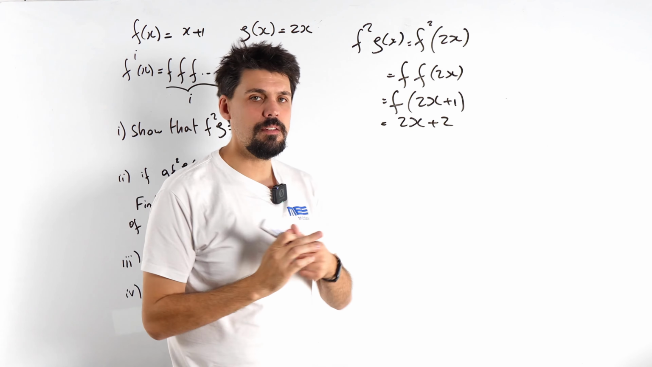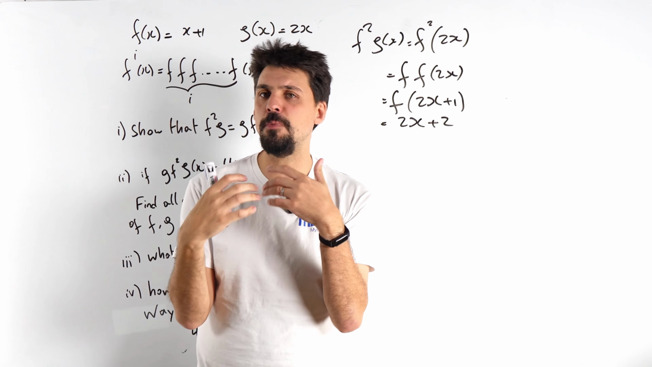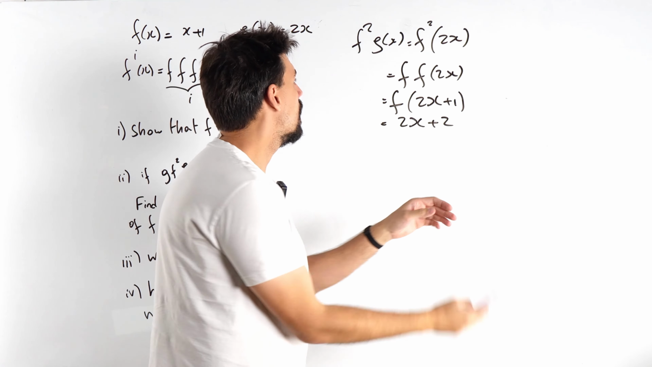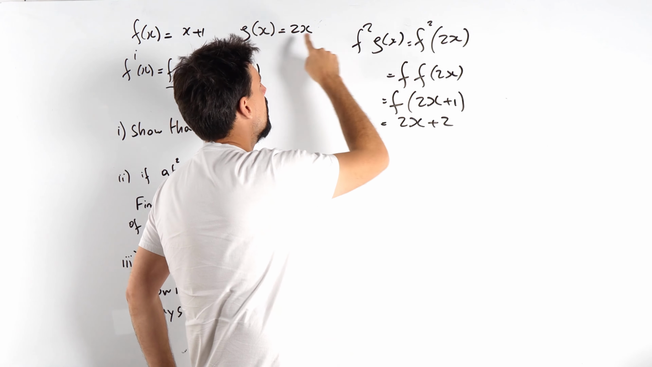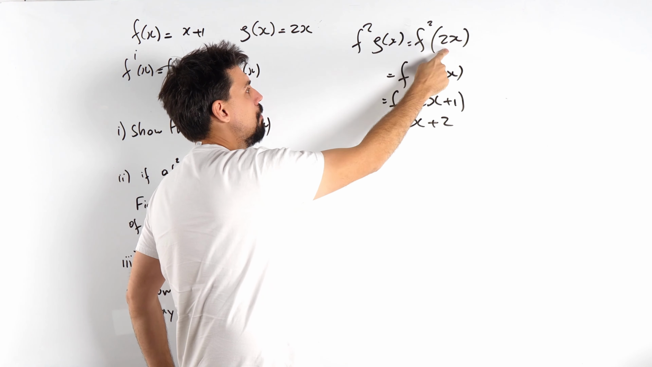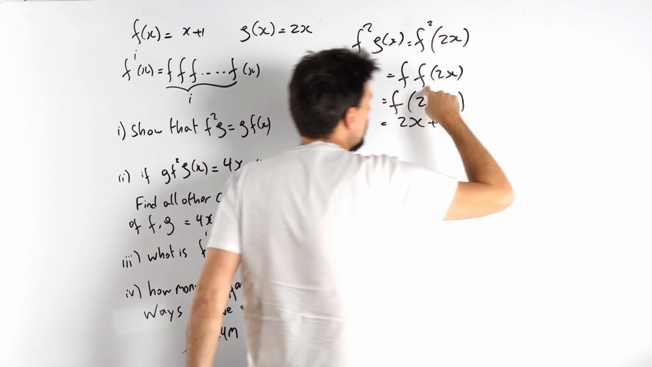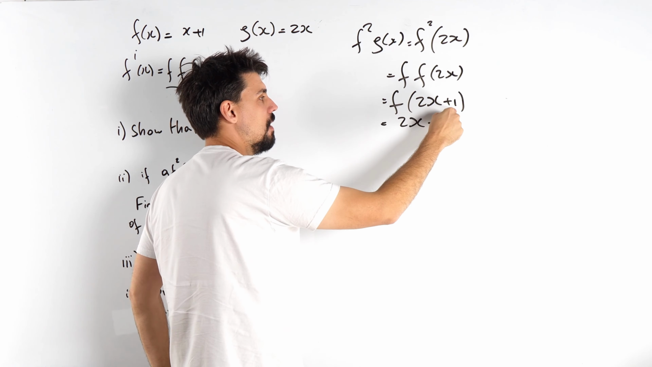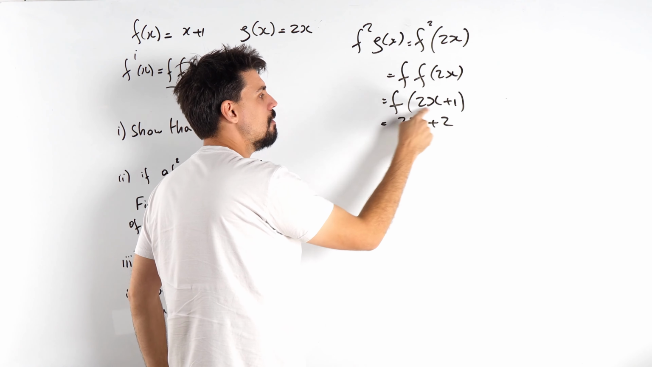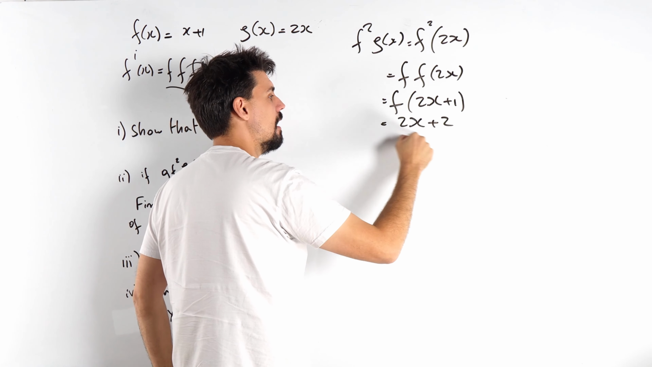All right, so basically, just a reminder, what the function does is it tells me what to do with my input. So g of x tells me to double it. So the x gets doubled. f tells me to take the input and add 1. So f of 2x is 2x plus 1. And then I do f again, where I add another 1 to my input to get 2x plus 2.